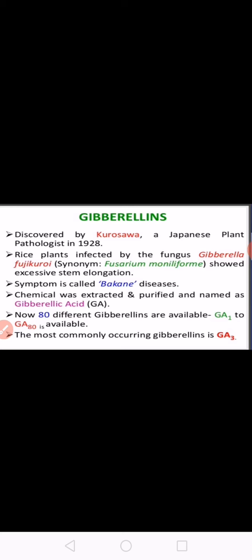The third plant growth promoting hormone is cytokinins. Auxins and gibberellins help in the cell elongation process, and for the cell division process, the most important factor is cytokinin. So this cytokinin helps in the cell division process in the plant body, and initially cytokinins were named kinetin or zeatin.